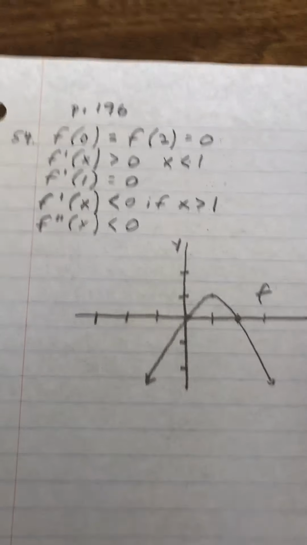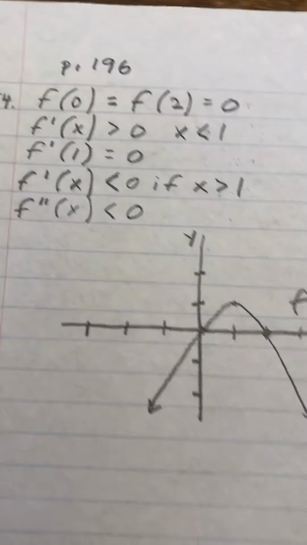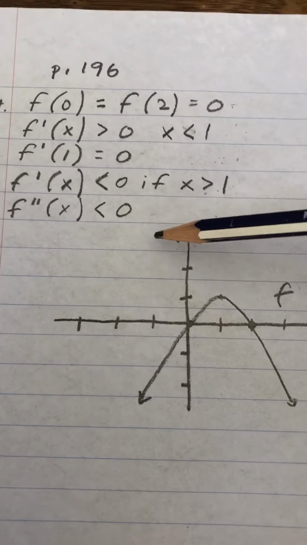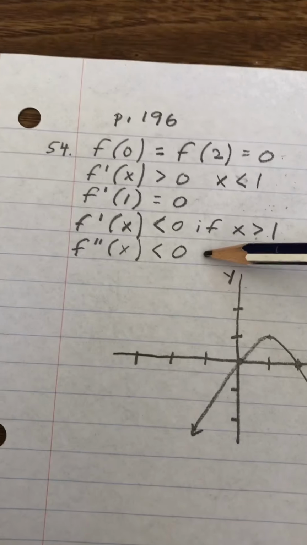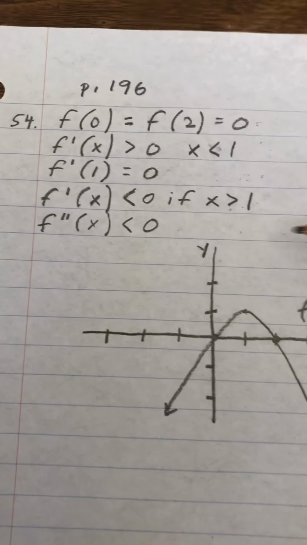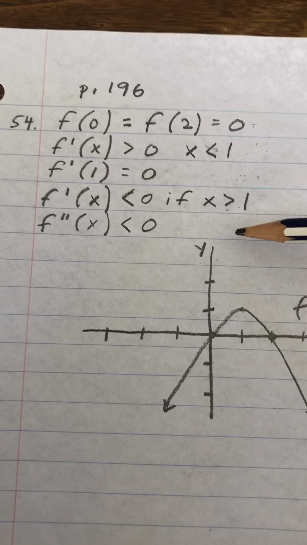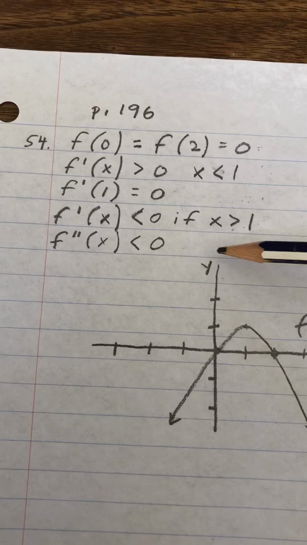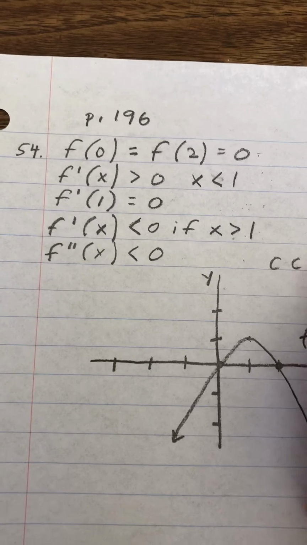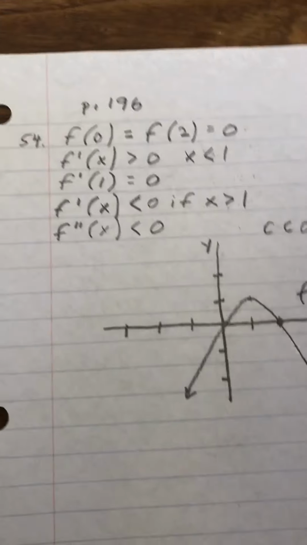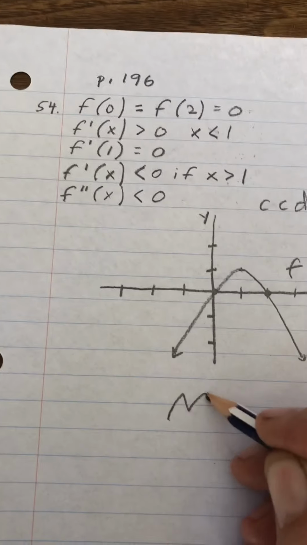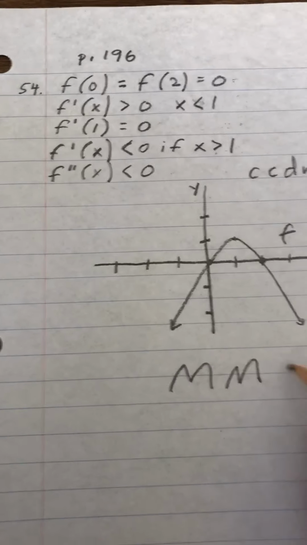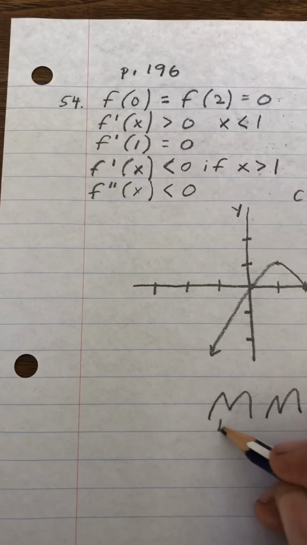Let's now read the last clue, see if that makes sense. The last clue is about concavity. It says the second derivative is less than 0. That must mean for the whole function. It doesn't give us any x values. Well, second derivative less than 0 means it's concave down. Let's look and see if that's true on our graph. It is another case of math making sense.